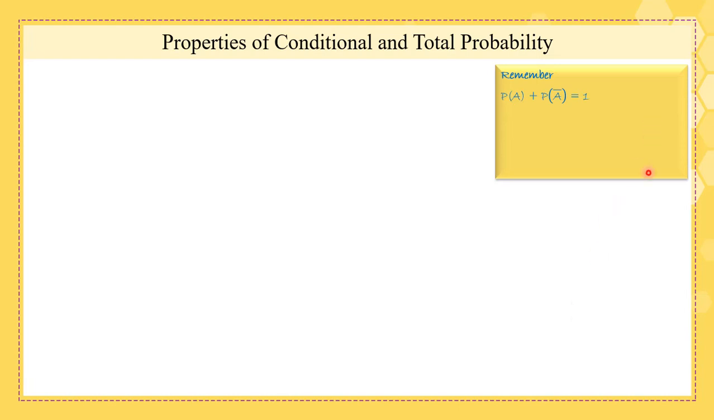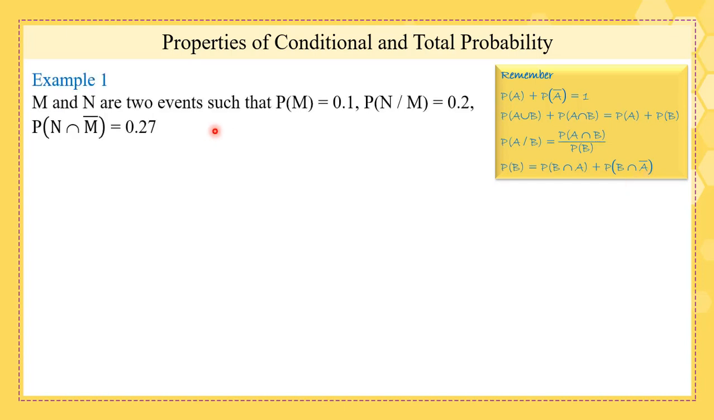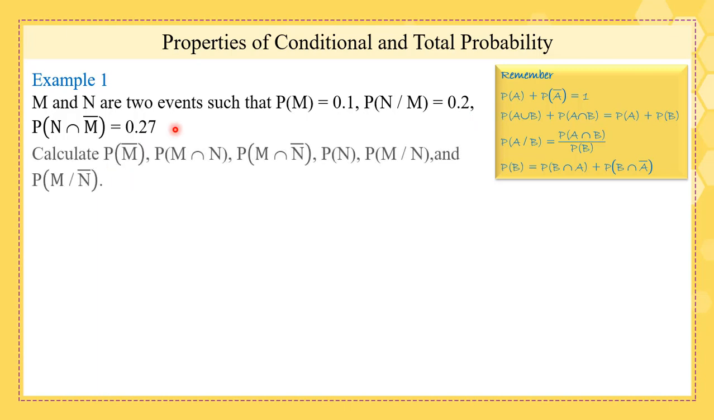Now, this is the list of properties that we should know so far. Remember their consequences. Let's see this example. M and N are two events such that P of M is 0.1, P of N given M is 0.2, and P of N intersection M bar is 0.27. And the question is to calculate all of these probabilities.